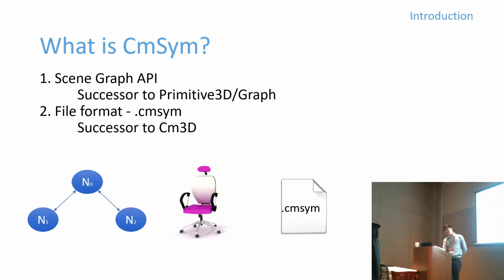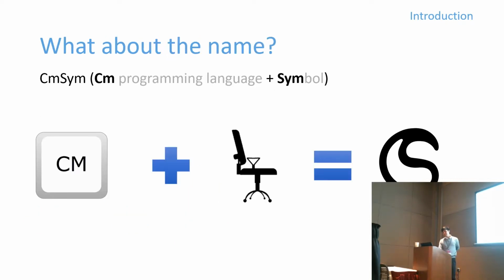And of course, the file format CmSYM is a successor to CM3D. There are a few benefits to that. We'll get to that in a bit. So why do we call it CmSYM? Well, it's because we code in Cn, and ultimately it's used to represent a symbol. So it's just a quick way to mash it up.